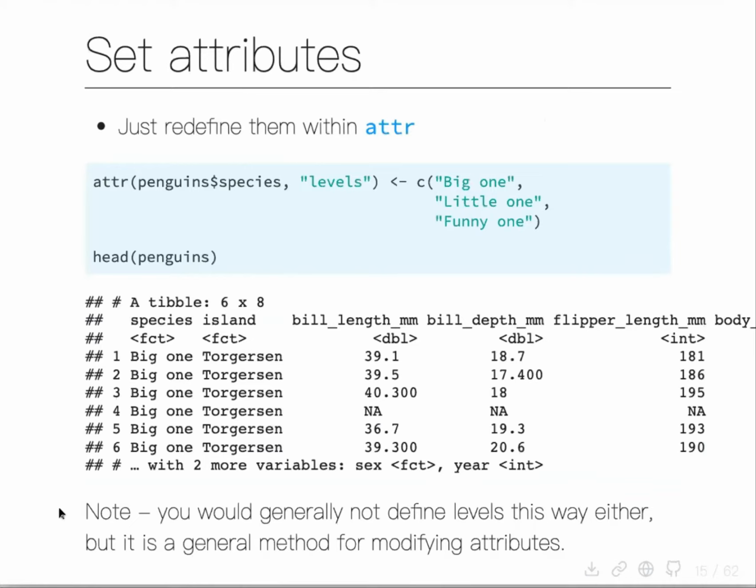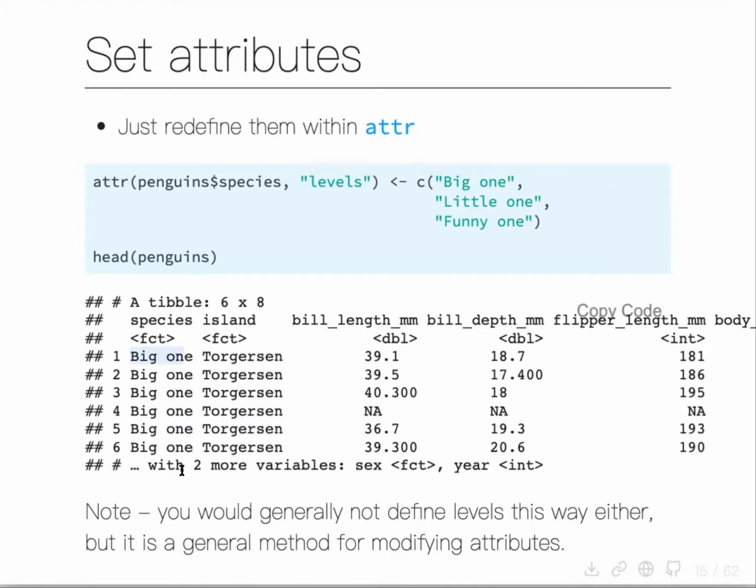You can also redefine the attributes with attr. So here I have penguin species. I'm using attr, and I'm saying, give me the levels attribute. Then I'm redefining them over here. I'm calling them big one, little one, funny one. All right. And then when I look at penguins, you can see species here now says big one a bunch of times. And when we get to the other ones, it would say little one and funny one.